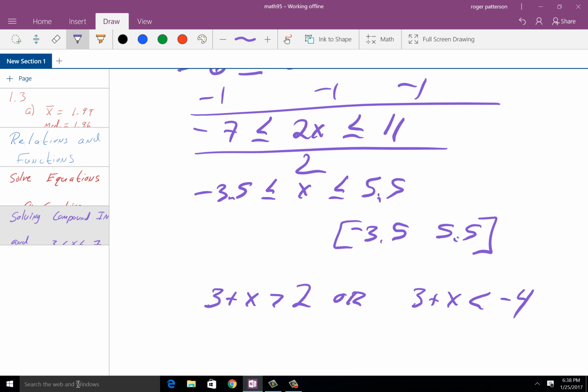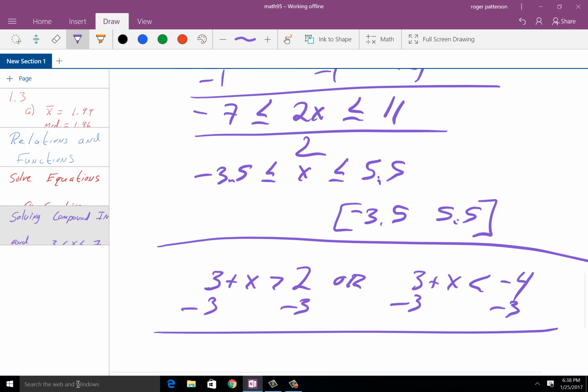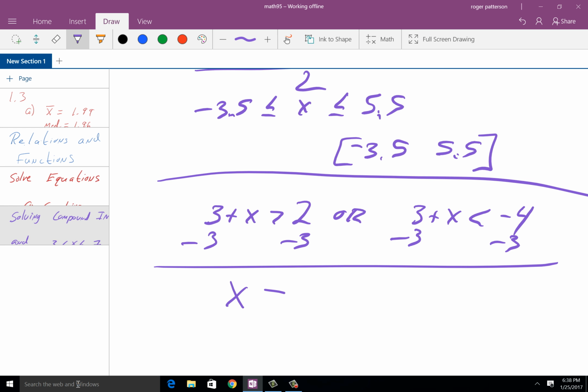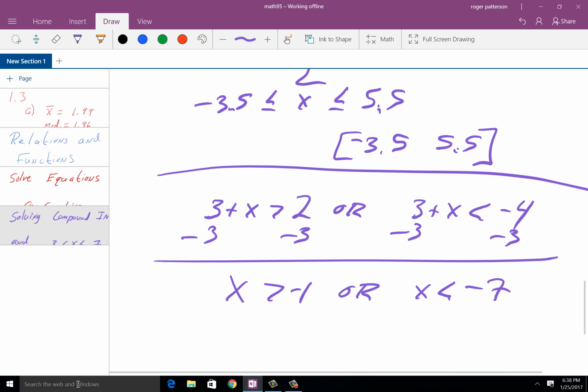All right, so here's our OR problem. So what should we do here? Subtract 3. And we can do that all the way. See? It really doesn't change anything. So that's where you would use that if you wanted to, right?